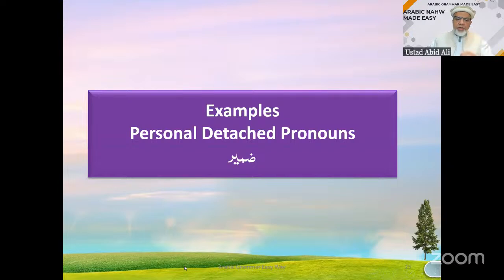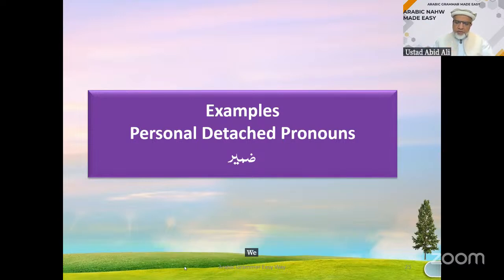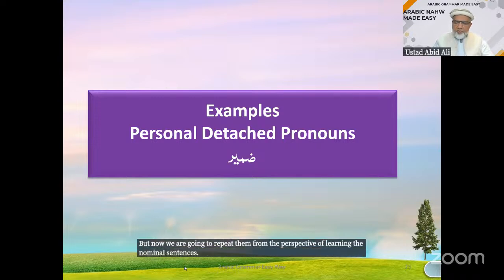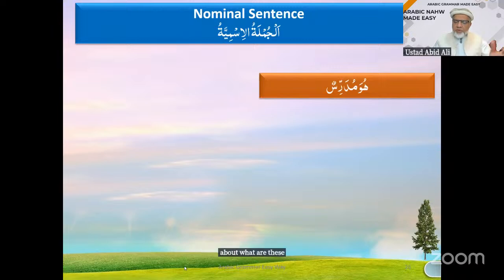Okay, so we finished the examples of the demonstrative pronouns, and we are going to now look at the examples of personal detached pronouns. Now, for the people who have attended the classes before, in the first 10 weeks we covered them in a lot of detail. But now we are going to repeat them from the perspective of learning the nominal sentences. So first we will refresh our memory about what these are. Let me give you some examples of jumlatul ismiya in respect to personal pronouns.